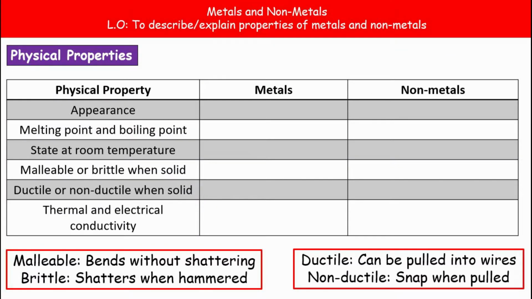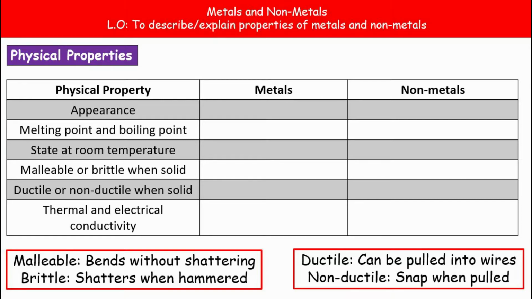So what we've got on that left-hand side of the table are all of the different physical properties that you need to consider when it comes to metals and non-metals. So we've got their appearance, so what they look like, are they shiny, are they dull, so forth. Their melting point and boiling point. Their state at room temperature, so solid, liquid or gas. Whether they're malleable or brittle when they're solid.